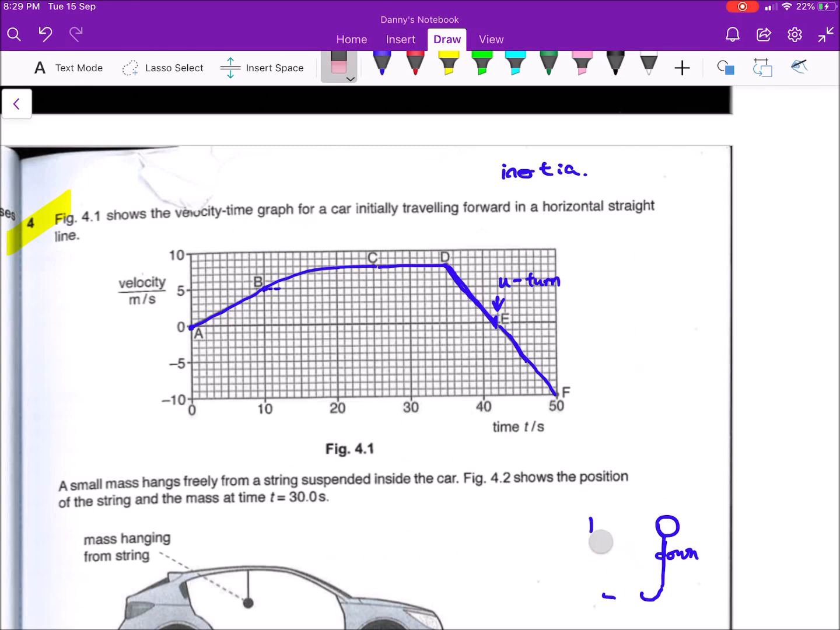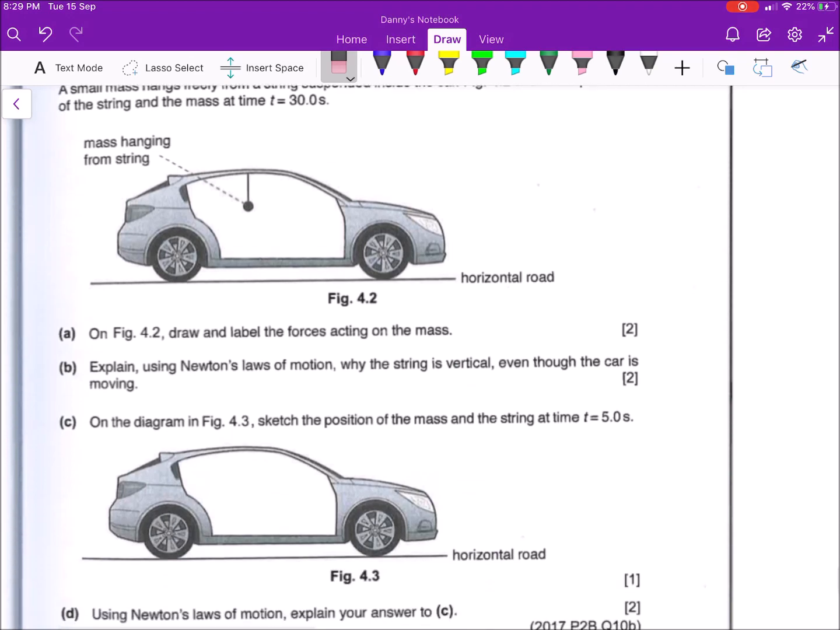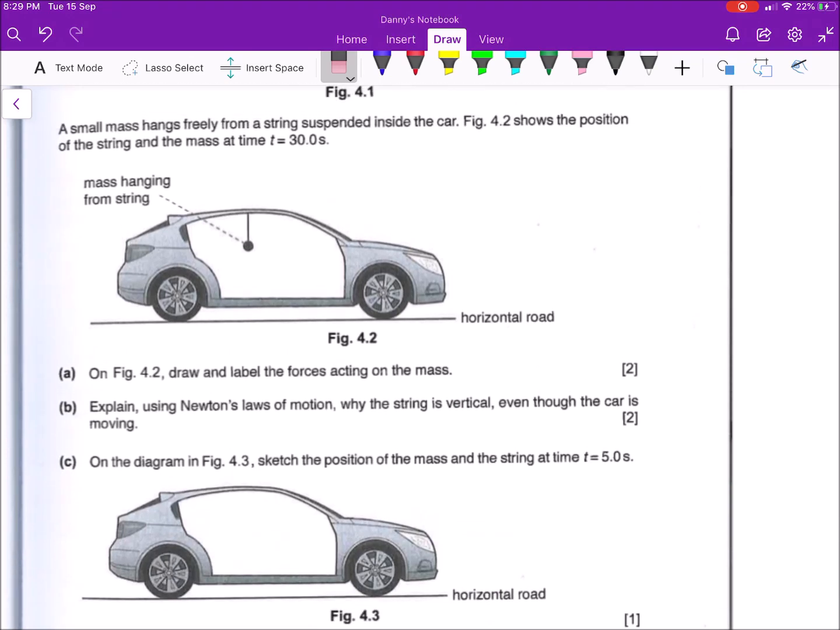So let's see what they want. Now they say that this particular car has a weird decorative pendulum bob hanging on it. I have to draw and label the forces acting on the mass. So if it's on Earth, then it has mass, so definitely it will have the weight. It is hanging by a string, so the string will provide the tension.